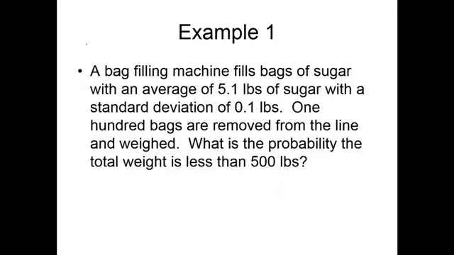So let's see how this plays out. A bag filling machine fills bags of sugar with an average of 5.1 pounds. Remember, you've got a 5-pound bag of sugar. If you want each bag to contain at least 5 pounds, you're going to have to, on the average, have a little more than 5. Say we have a standard deviation of 1 pound. Okay, we have 100 bags removed from the line and weighed. What is the probability that the total weight is less than 500 pounds?